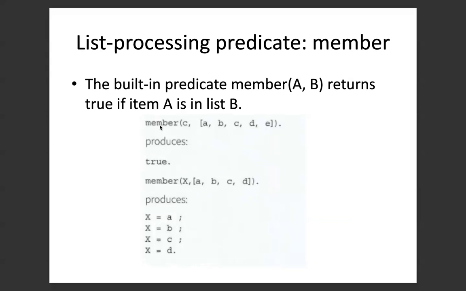Similarly, by the way, this is another built-in predicate. If I'm asking X, this is a variable. So basically, who is a member of A, B, C, D? It returns X can be equal to A, X can be equal to B, X can be equal to C, and X can be equal to D, because all of these values for X satisfy the rule that it is a member of A, B, C, D.